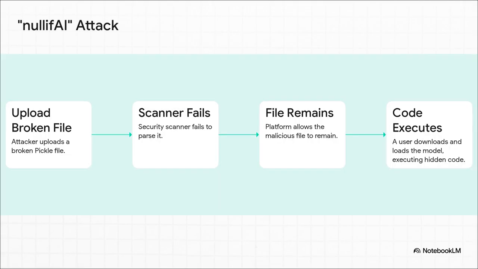And check out this new trick they've come up with, called the Nullify AI attack. This is brilliant in a scary way. The attacker uploads a Pickle file that's intentionally broken. The security scanner on the platform tries to check it, but it chokes. It can't read it. So what does it do? It just gives up and lets it through. The file sits there, waiting for some poor developer to download it. The attacker is literally weaponizing the failure of our security tools against us.